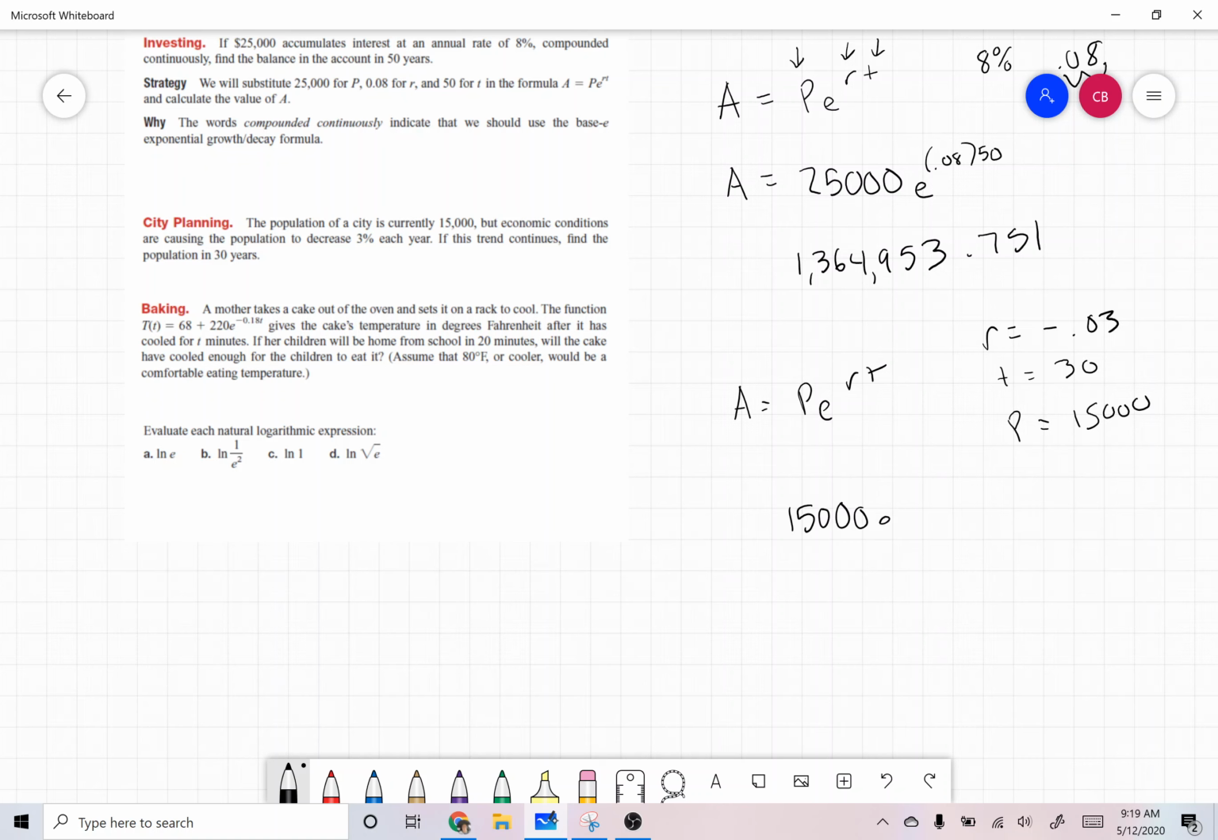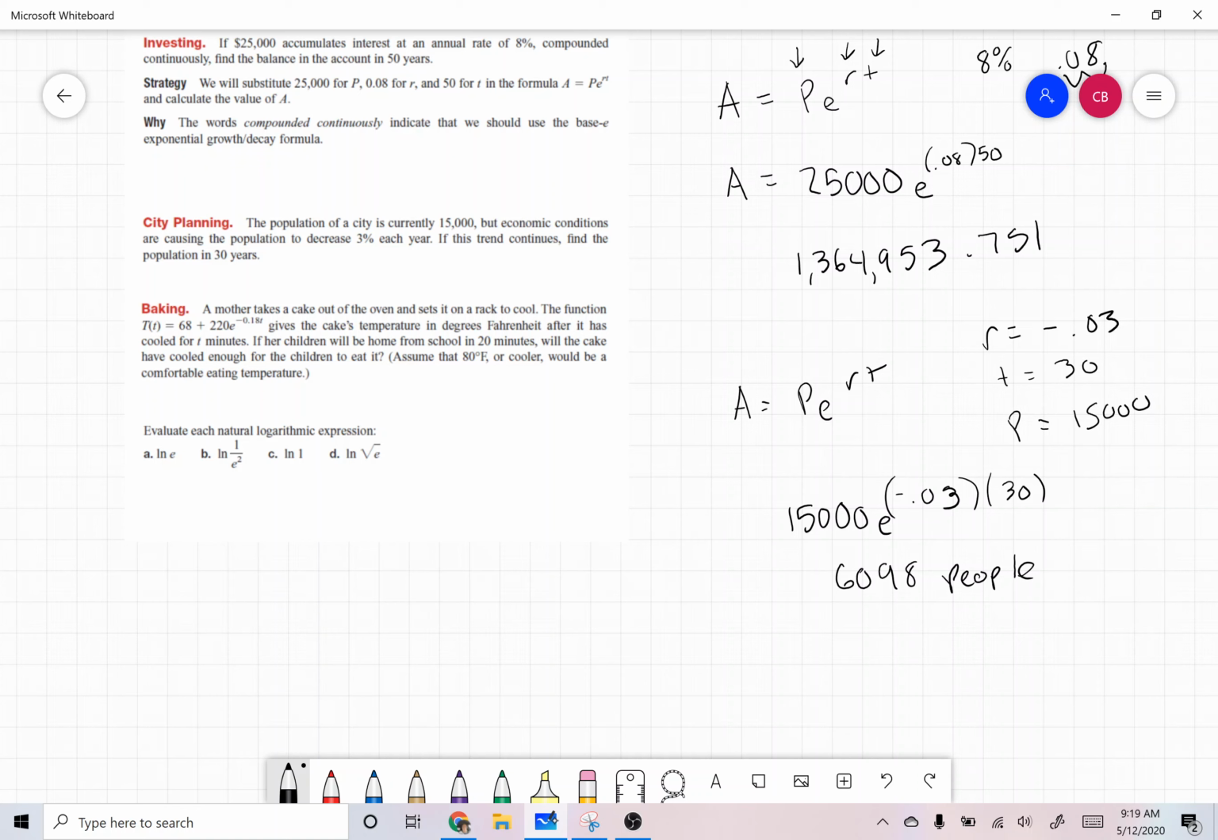So we're going to use a calculator again. 15,000 e to the negative 0.03 times 30. So if I do that one, we have 15,000 e to the negative 0.03 times 30. That is 6,098 people. Okay, so that would be 6,098 people. That would be how many people would be left if the decrease continued continuously for 30 years.